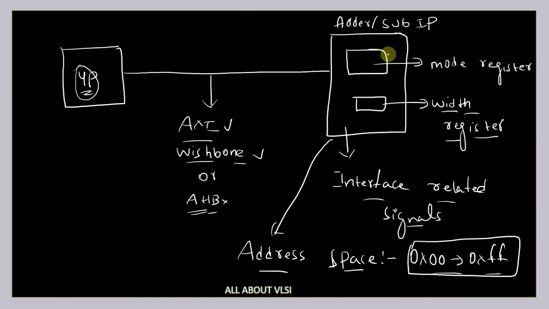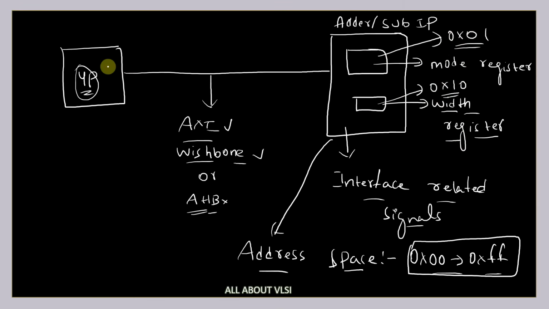Now, as a designer, you are going to specify, if you want to access this register, the address for this register will be, let's say, 01, and the address for this width register, let's say it is 10. So this is the offset address we are going to specify. As a designer, we specify the address for this mode register and the address for this width register. This is nothing but my offset address.